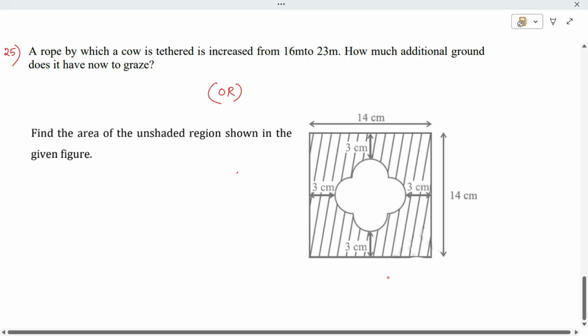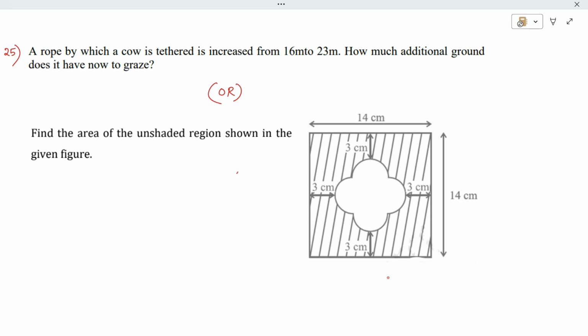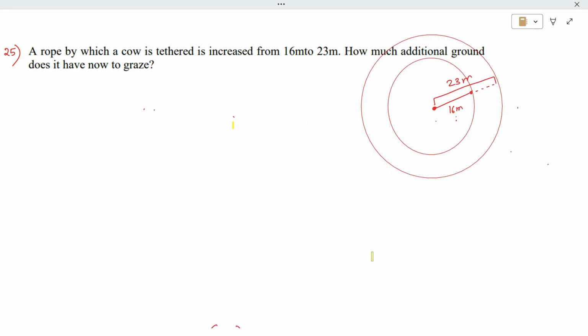Question number 25 has an internal choice. You can either choose the first question or the second question, but yes, let us do both the questions now. Okay, let's move on to the first question. In this question, I have drawn the rough figure. A rope by which a cow is tethered, that is tied, is increased from 16 meter to 23 meter. So here, think of the center as where the cow is tied, okay, with the radius, the length of the rope, as 16 meter.